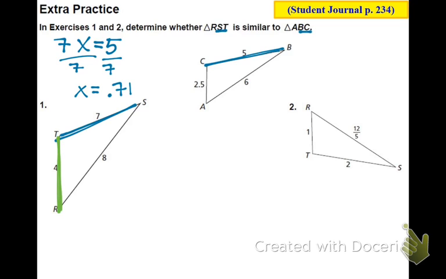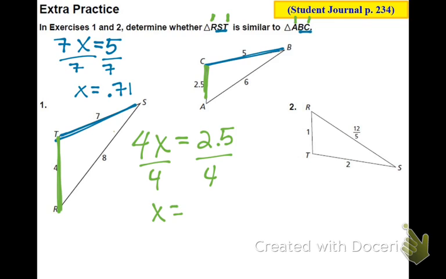If we wanted to do RT, what does RT correspond with? Yeah, CA. So 4 times something will give us 2.5. Divide by 4. What is the scale factor? It's point something. 0.63. All right, so already, can we tell if these are the same scale factor? They are not. So this would be not similar.